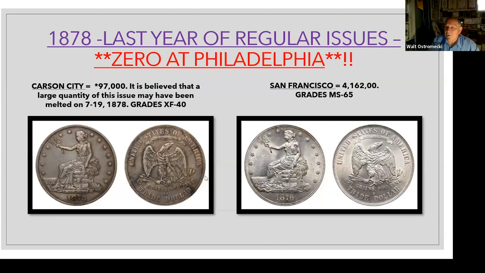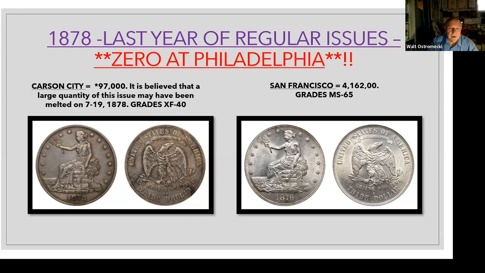1878, this is the last year of the regular issues. Notice here, what's the Philadelphia mint total? It's zero. Philadelphia had long since stopped, but they were preparing dies, or were they? That's a concern. Some of the dies you'll see on the coins from San Francisco and Carson City especially could have been put together and muled from various dies. There's no way to identify them. I wish we had time to go through enough of them, but searching through them today would be almost impossible. But 97,000 are believed to be the largest quantity.